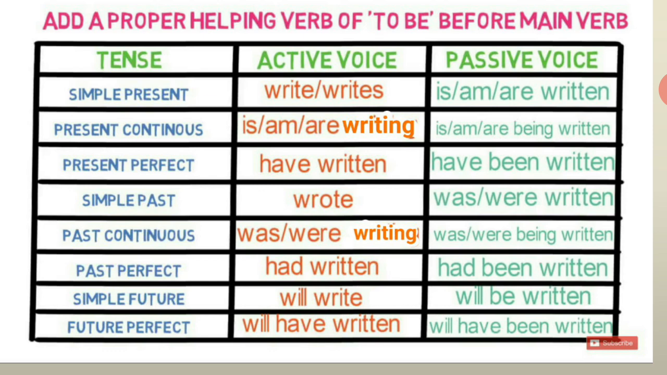In past perfect tense, in active voice, we write had written. And while changing into passive voice, what we write? Had been written. Then simple future tense. In active voice, we will use will write, and in passive voice, what we write? Will be written. Then we will take future perfect tense. In future perfect tense, we use in active voice will have written, and while changing into passive voice, what we write? Will have been written.